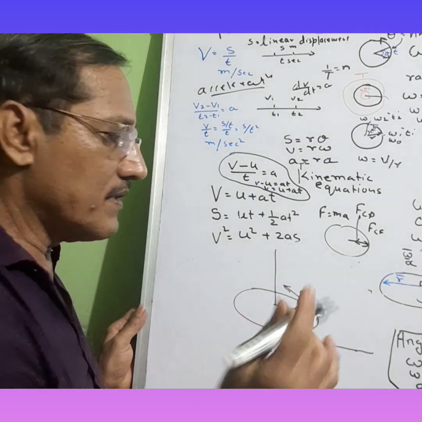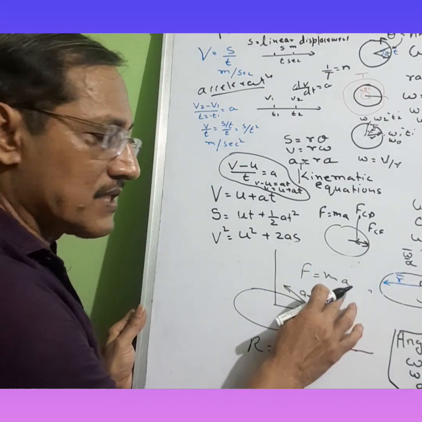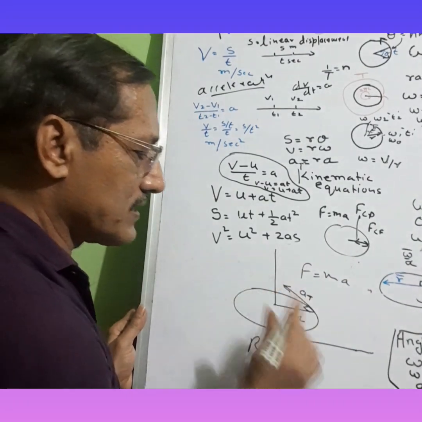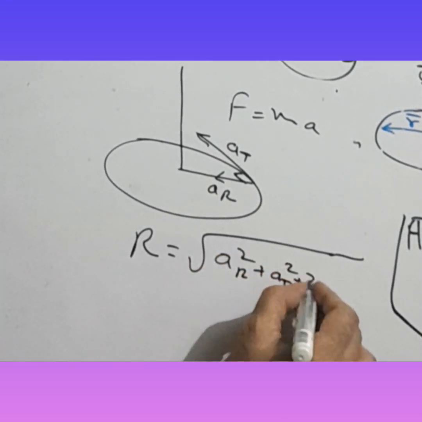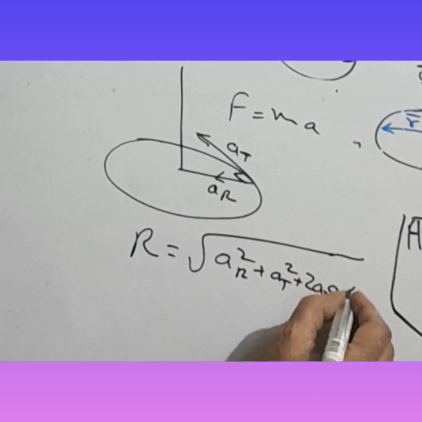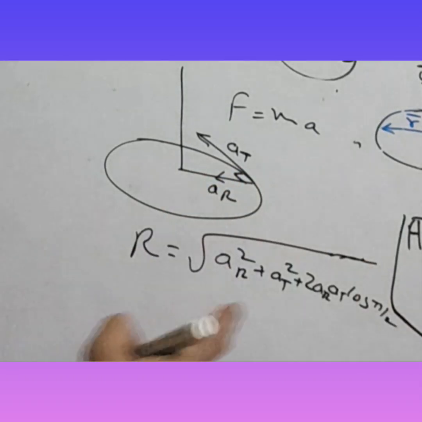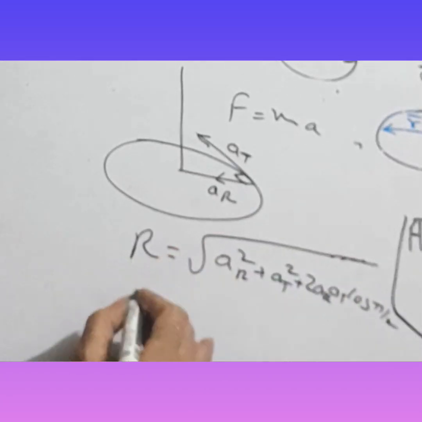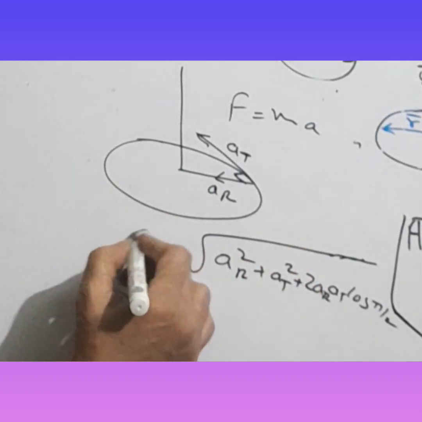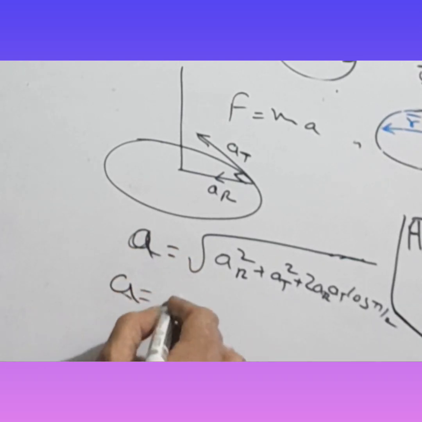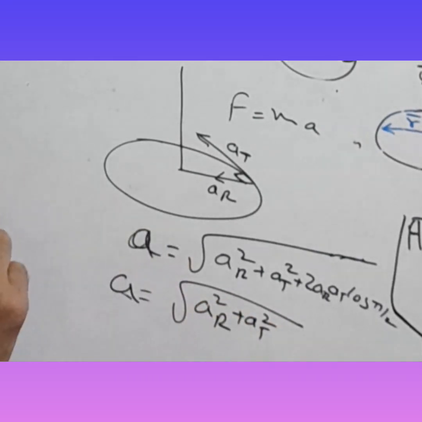Now we know force is equal to mass into acceleration, but here we are not considering mass, we are just considering acceleration. So the acceleration would be a_r square plus a_t square plus 2 a_r a_t cos of the angle, which is pi by 2, 90 degrees. Since it is 90 degrees, cos pi by 2 is 0, so this term disappears. So the acceleration would be root of a_r square plus a_t square. This is yet another formula which you have got to keep in mind.